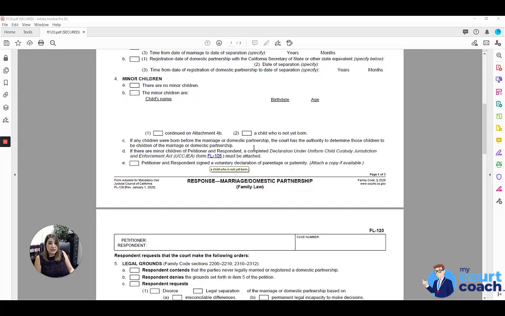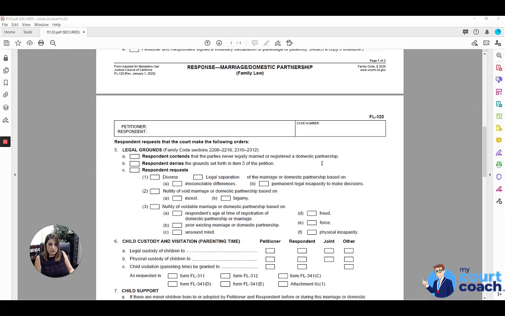If there is or are children of this relationship that were born prior to the domestic partnership or the marriage, and there was a voluntary declaration of parentage or paternity signed at birth, you would mark box 4E and attach a copy of that to this form.